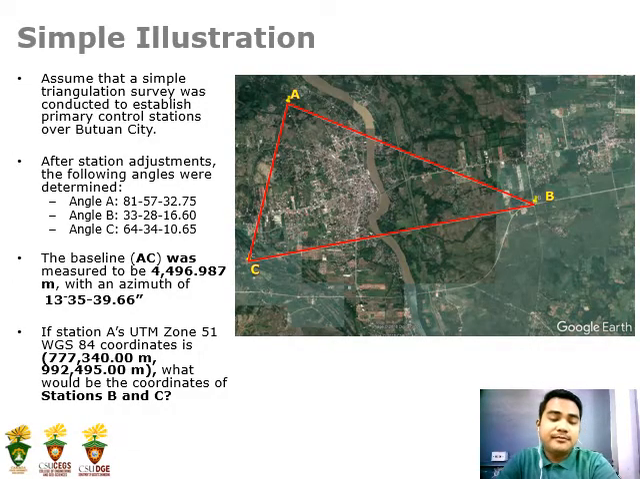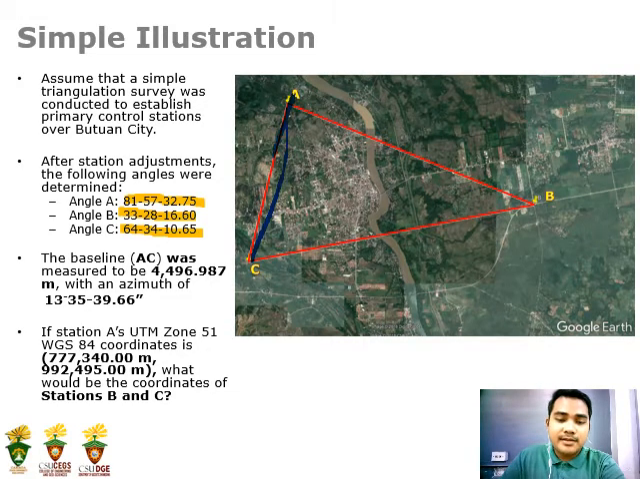Then, here it comes: a simple illustration of a triangulation. Let's assume that a simple triangulation was conducted to establish a primary control station over Butuan City. After the adjustment, the angles determined are: station A is 81°57'32.75", station B is 33°28'16.60", and station C is 64°34'10.65".